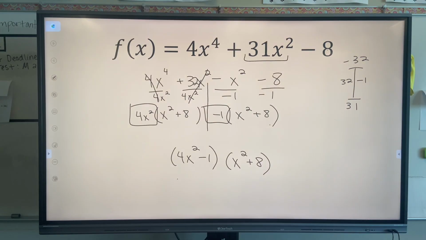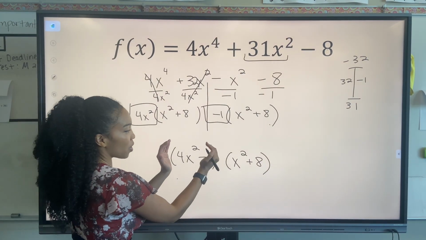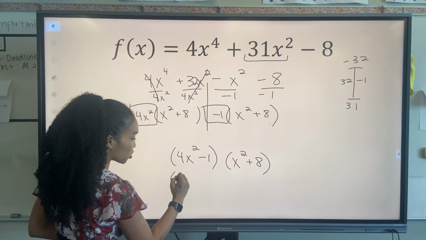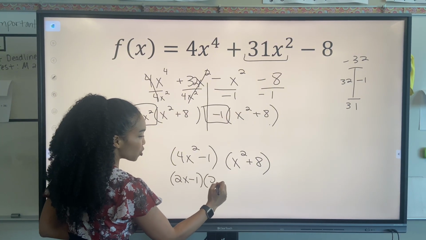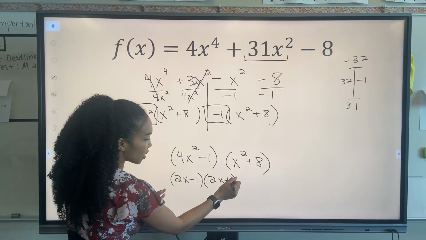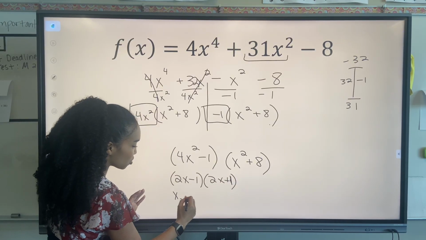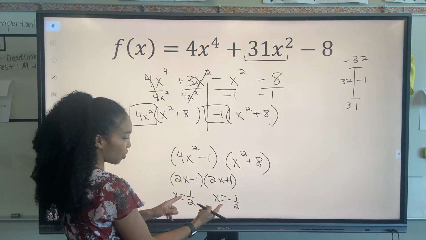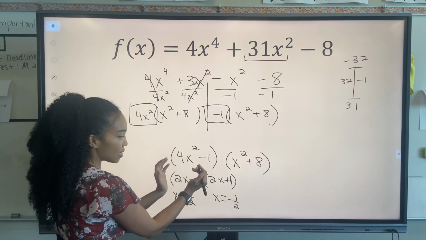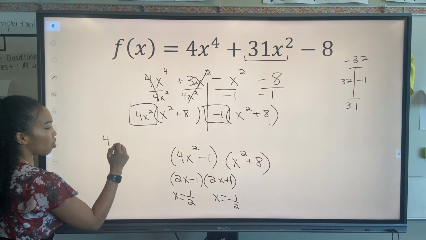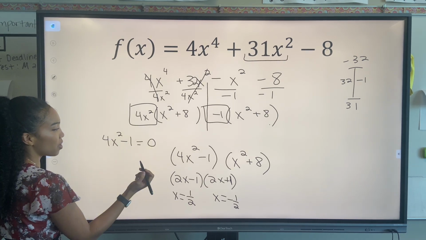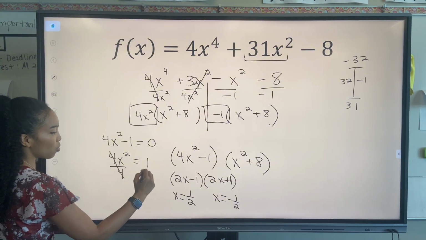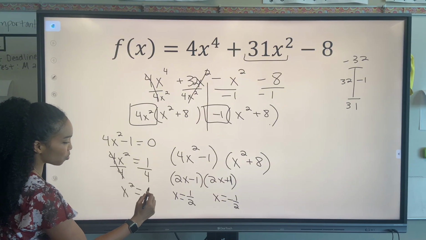Ready, go. Okay, so if you solve this one, perhaps you notice that this is a difference of squares. So maybe you broke this down into 2x minus 1 and 2x plus 1. From here, it's pretty easy to solve. This gives you x equals a half, and this one gives you x equals negative 1/2, okay? Now, if you didn't recognize that this was a difference of squares, maybe you just solved it this way. Set it equal to 0. You add 1 to the other side. Divide by 4. So you get x squared equals 1/4.